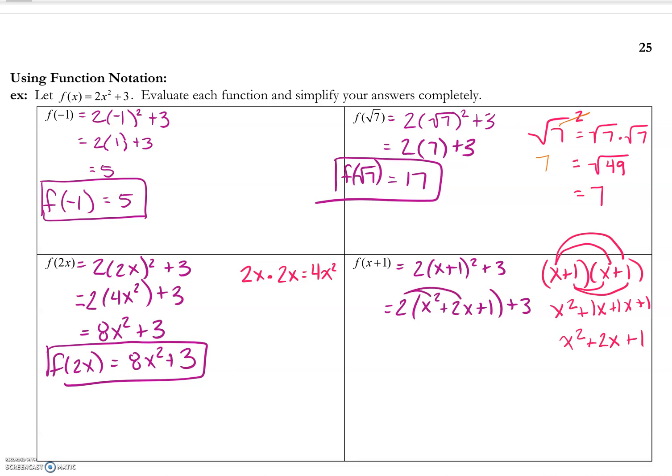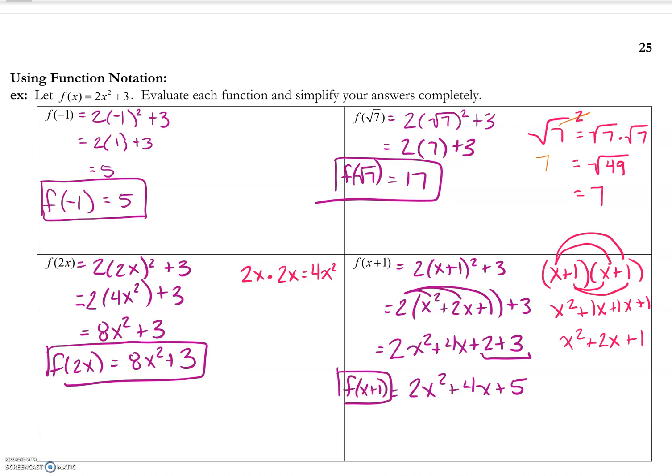I can go ahead and now distribute the 2, and get 2x squared plus 4x plus 2 plus 3. And then lastly, I notice that this 2 and 3 are also like terms. So I get 2x squared plus 4x plus 5. So notice that when we plugged in expressions with x, we also got expressions with x out.